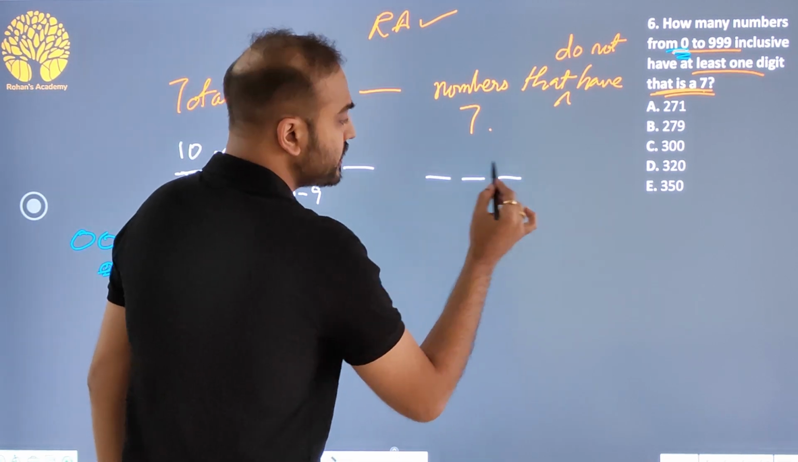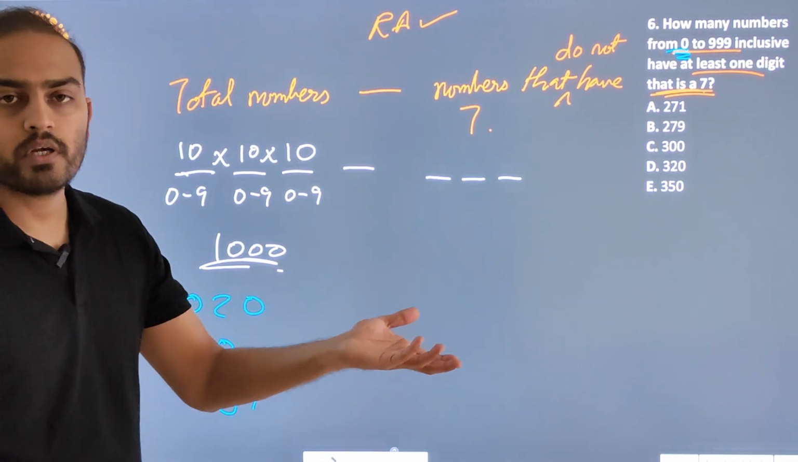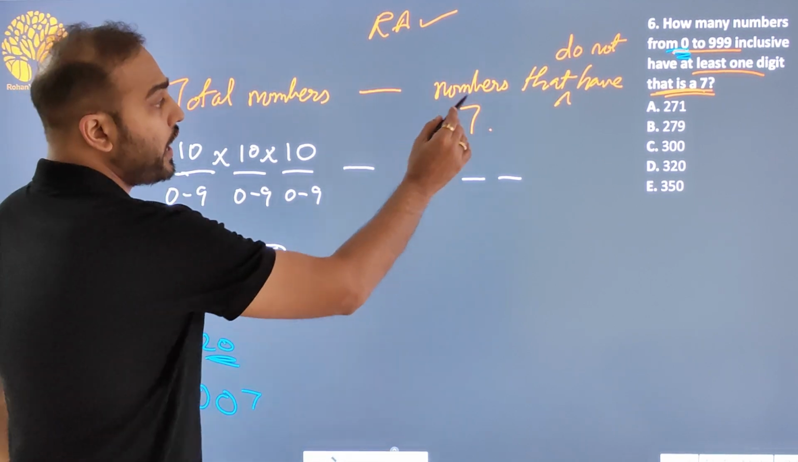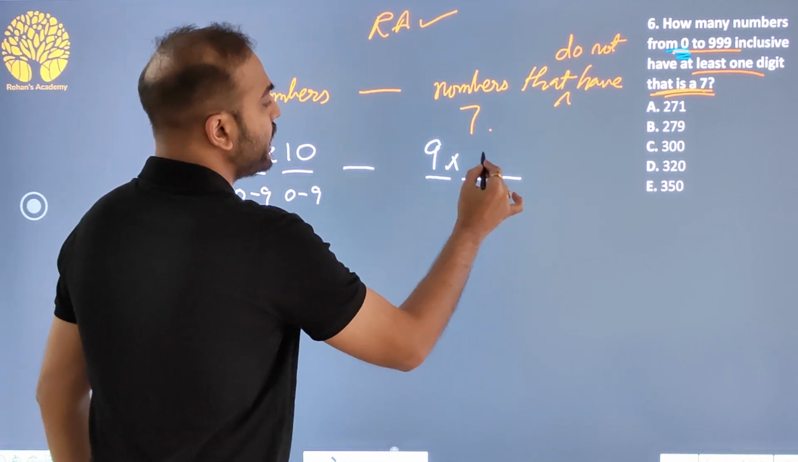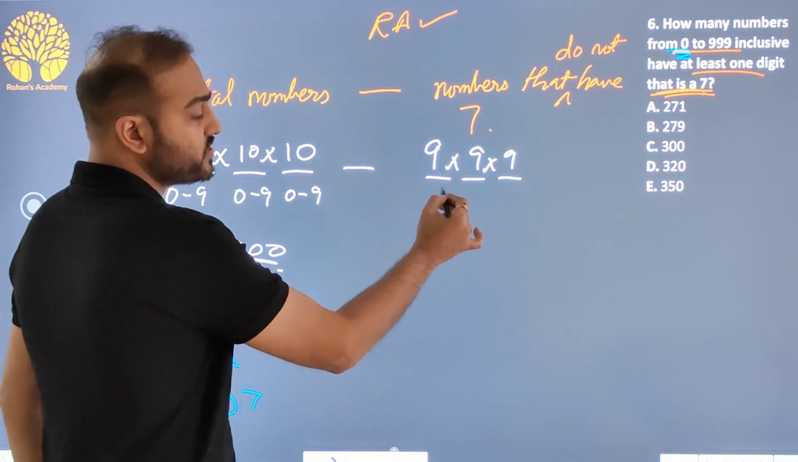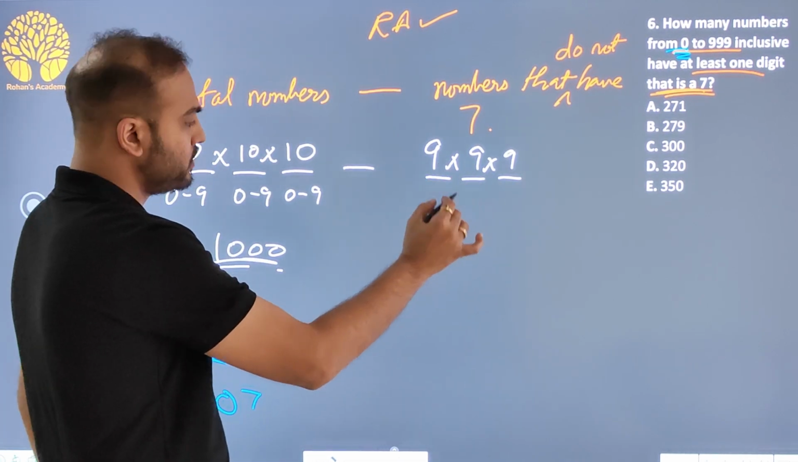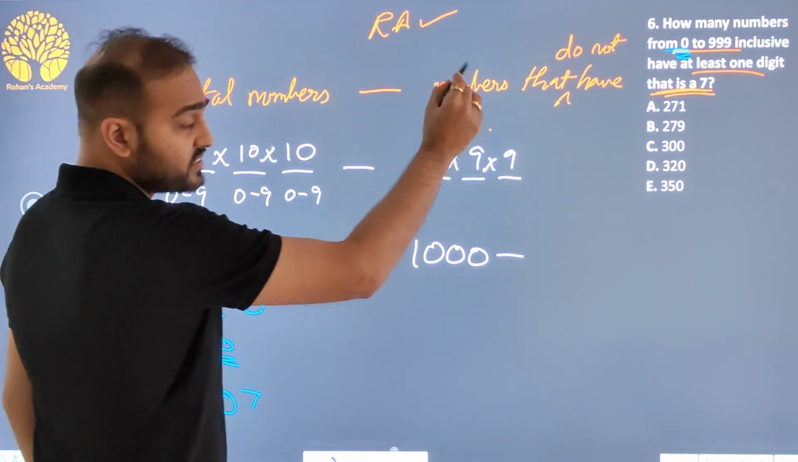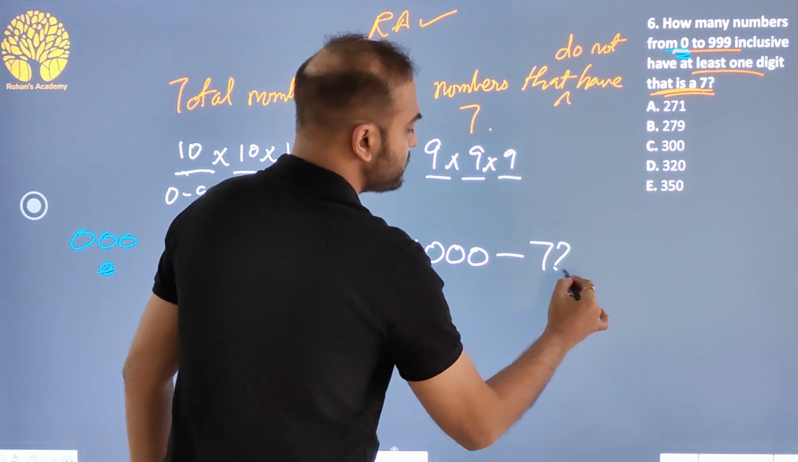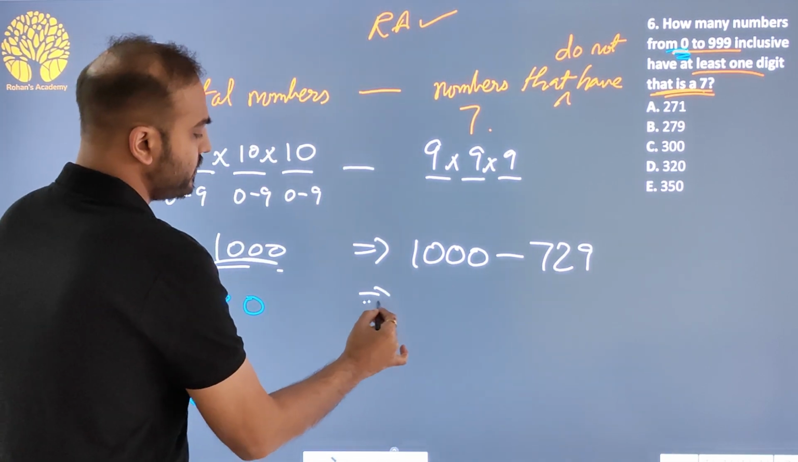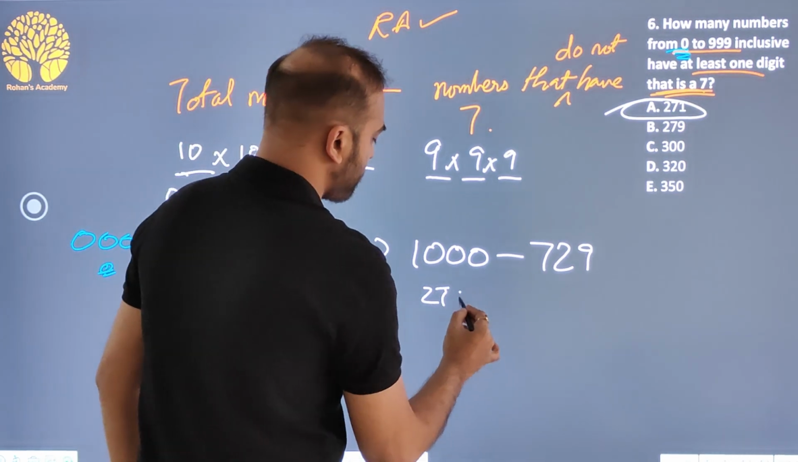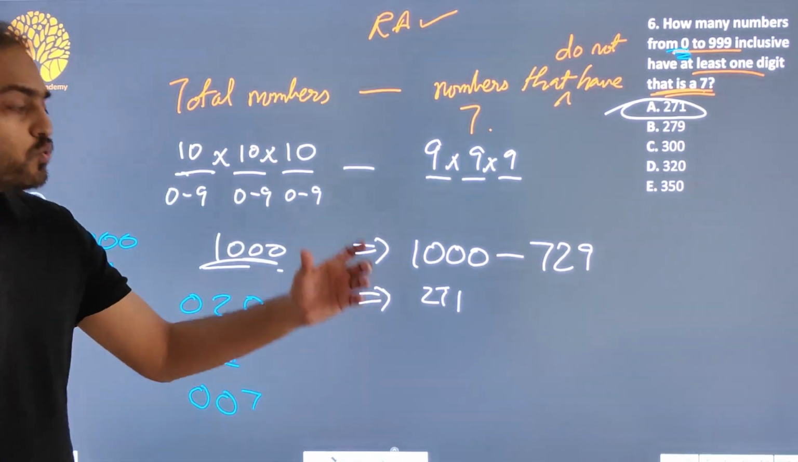Again we will make 3 spaces, let 0 come. If 0 comes, I will get a 2-digit number, which is fine. I do not want 7, so that's 9 into 9 into 9, because 0 to 9 without 7. So the total cases are 1000. Numbers that do not have digit 7 is 729. If I subtract this, that's 271, right? So there are 271 numbers.